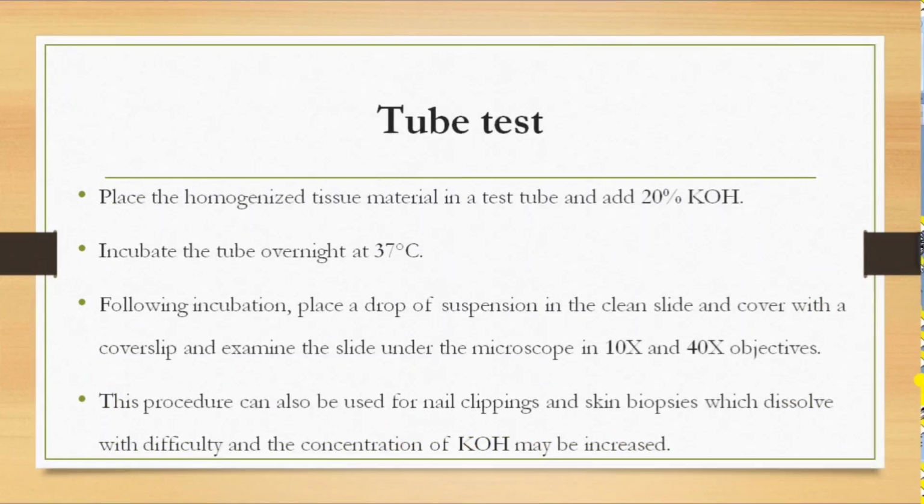So next is the tube test. For the tube test, we usually use tissue materials or samples which are difficult to dissolve or difficult to digest using 10% KOH or in lesser time. So for the tube test, you can keep the homogenized tissue material in a test tube, add 20% potassium hydroxide and incubate the tube overnight at 37 degrees Celsius in an incubator.